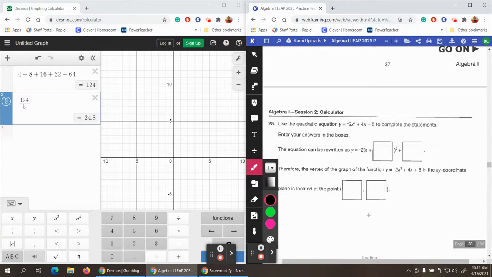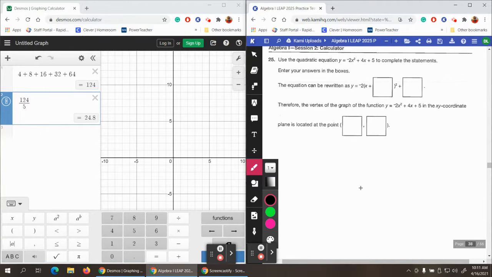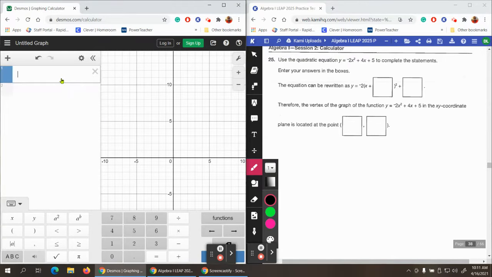All right, let's move down. Use quadratic equation. Man, look, I already know I'm going to have to put that in Desmos. So I'm going to go ahead and just put that in before I read anything else. Let me knock that into Desmos, so that I got something to look at while I read it, so I can kind of see what they're talking about.